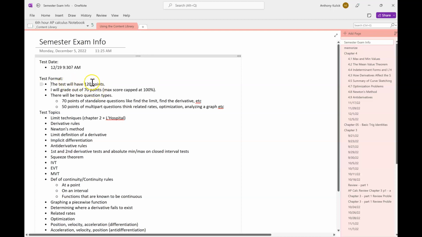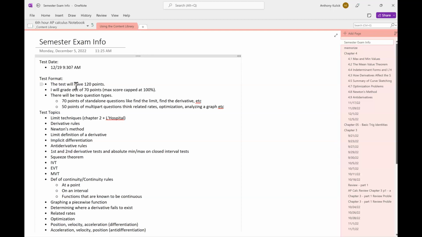So again, the test is 120 points is what it settled on. Your score will be graded out of 70. You can do as much as you can, and I'm just going to keep adding points, right? So anything that you get right is like, okay, 1 point here, 2 points there. Even if it's like, oh, you got 2 out of 5 on that, it's like, well, it's 2 points, right? Everybody's cool?